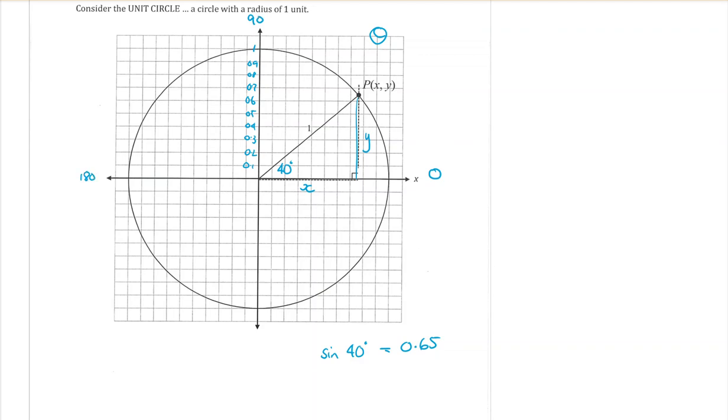While I'm at it, 270 is down there, and 360 way back around to there again. Okay, so if I now want to look at obtuse angles, obtuse angles means between 90 and 180.